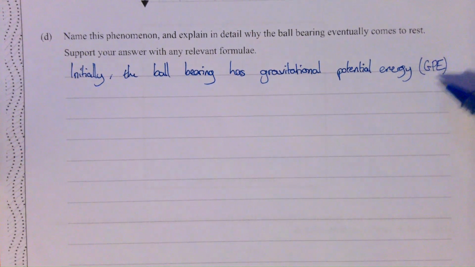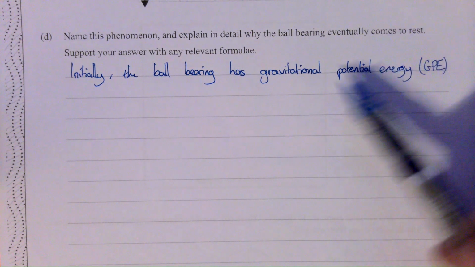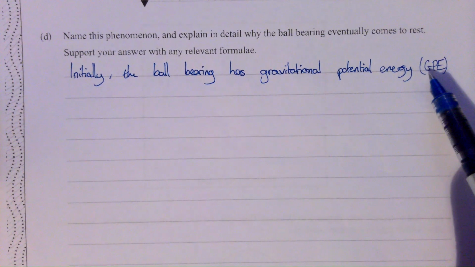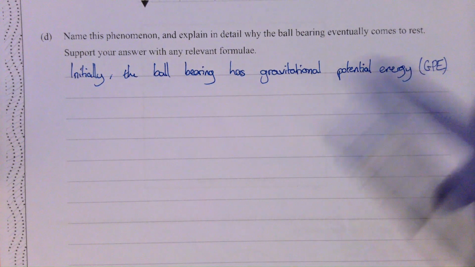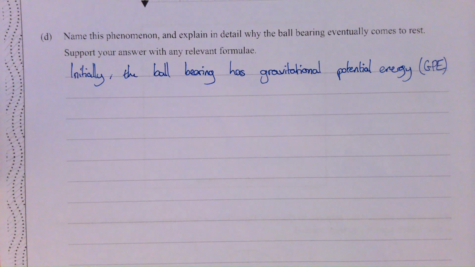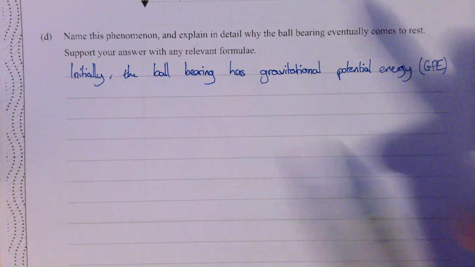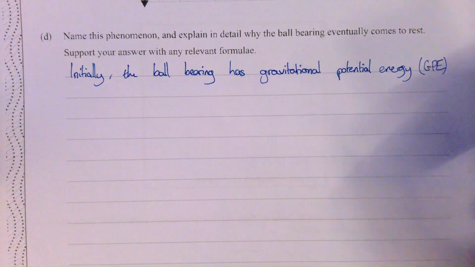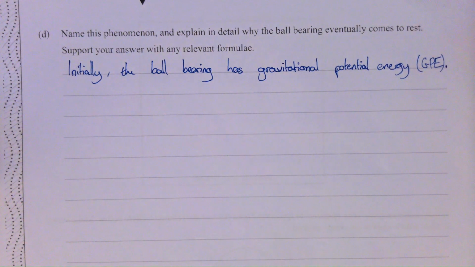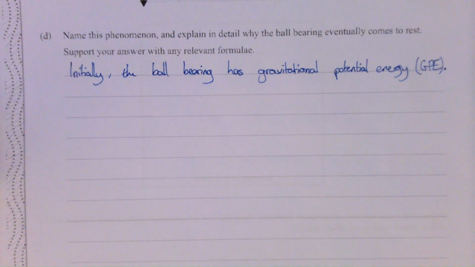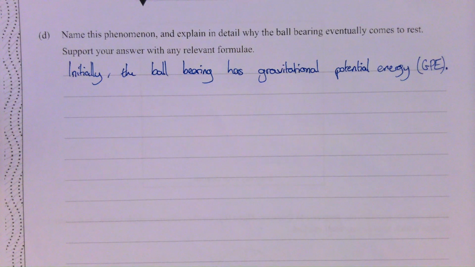This is how abbreviations should work. You should always write it out in full first, with the abbreviation in brackets afterwards, then you can use the abbreviation as required. Okay, so initially the ball bearing has gravitational potential energy. Because this is a damping question, we are losing energy in the system, and so we're going to be only interested in energy transfers and where that energy is going.